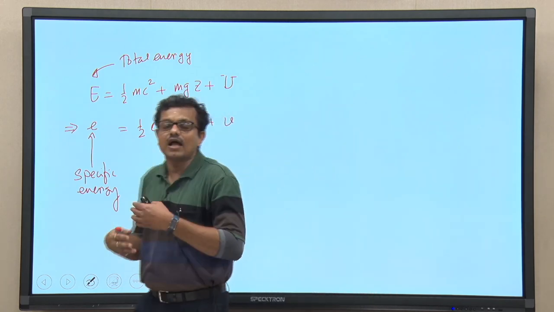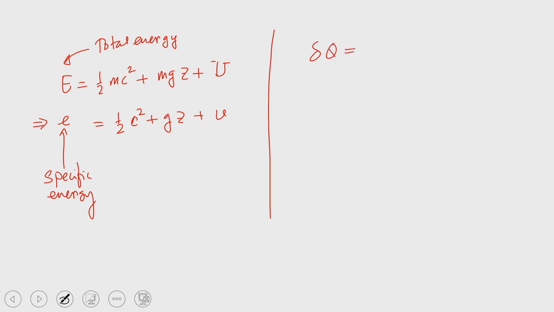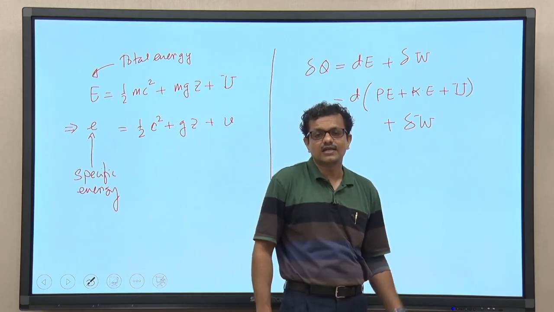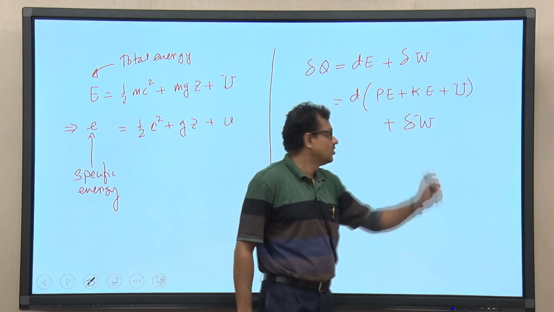So, now in most of the thermodynamic processes, we have already derived that the first law of thermodynamics applied to the control mass system undergoing any general process can be written in this form. Now, if we plug in the value of E over here, then we will be getting d of P E plus K E plus U plus delta W. In most of the thermodynamic processes, the changes in kinetic and potential energy is neglected. It is not because it is ignored intentionally, rather it is seen that in most of the thermodynamic processes, the changes in kinetic and potential energy is negligibly small as compared to the part which is U.